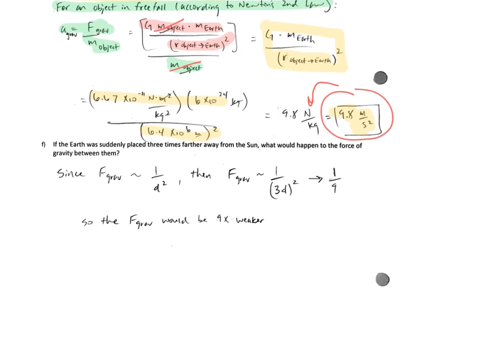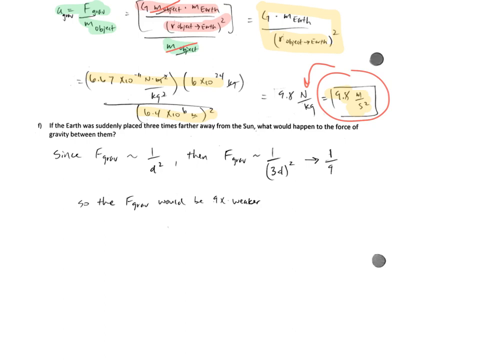Finally, if the Earth was suddenly placed 3 times farther away from the sun, what would happen to the force of gravity between them? Well, since the force of gravity is proportional to 1 over distance squared, if we tripled the distance, we would triple the distance in the denominator, which would then be squared. So we would get a force that's proportional to 1 over 9. Therefore, the force of gravity wouldn't be 3 times weaker, it would actually be 9 times weaker. That's what an inverse square relationship is all about.